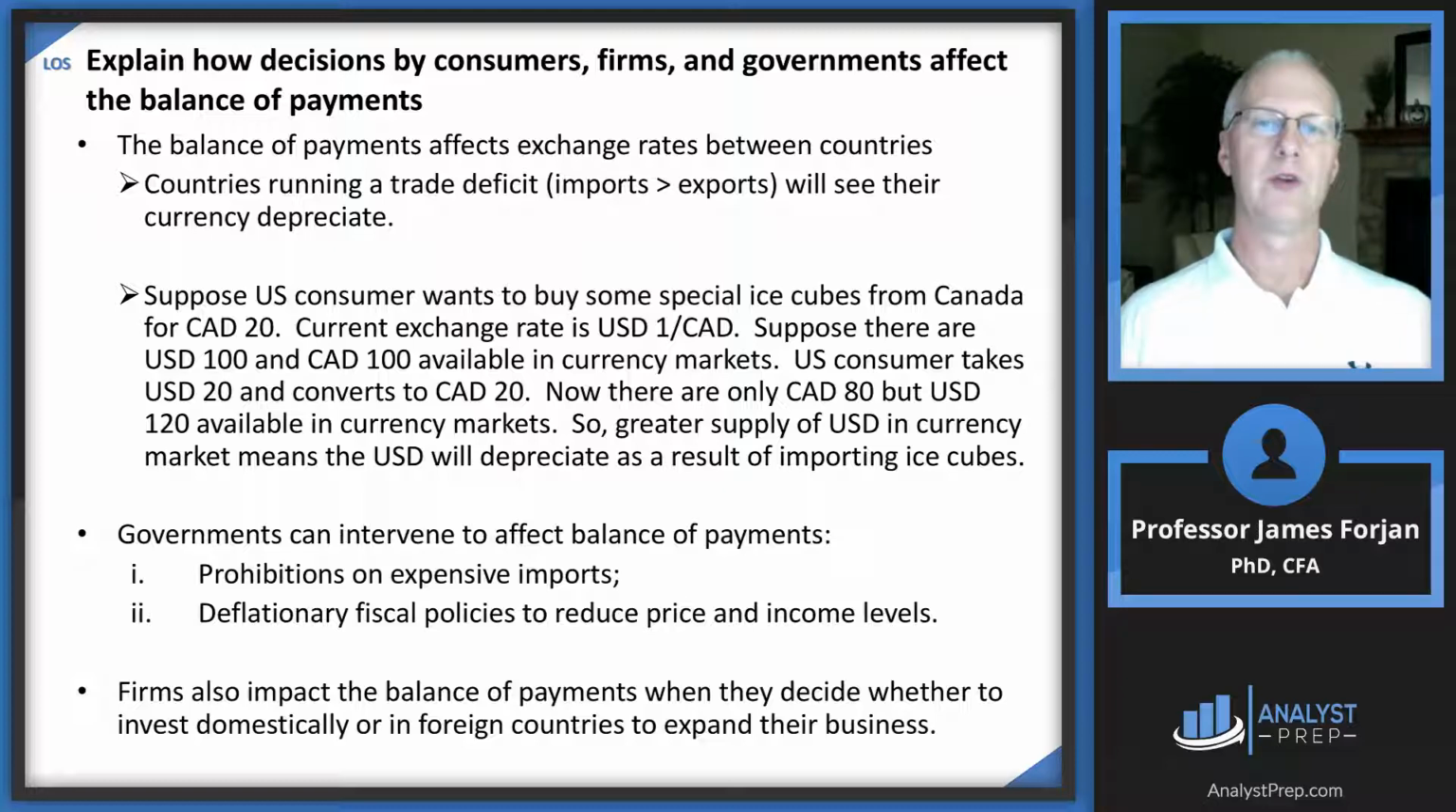Now, here's where I need you to make the leap for me. Let's suppose in the foreign exchange market, there currently are 100 US dollars and 100 Canadian dollars available in the currency markets. And that explains the one-to-one relationship. Supply equals demand, two different supplies, et cetera, et cetera.